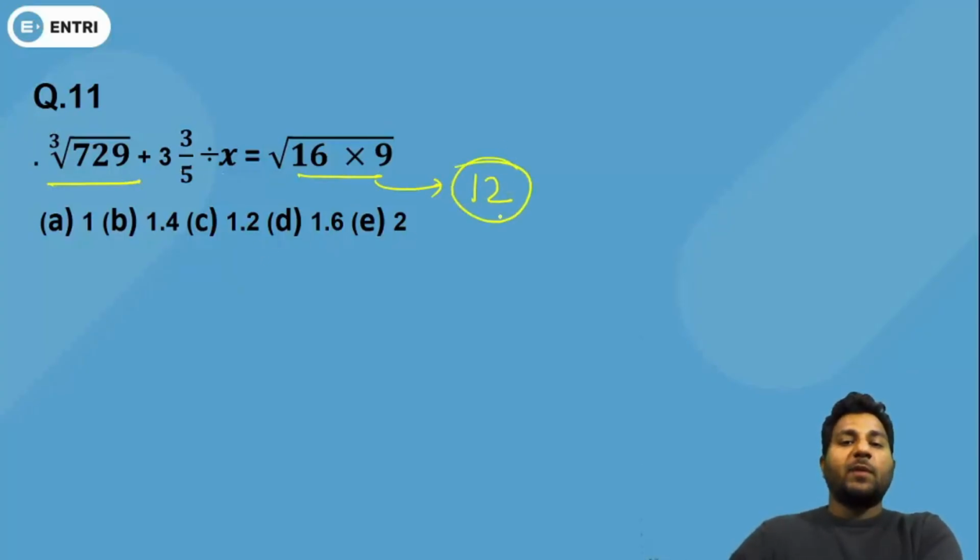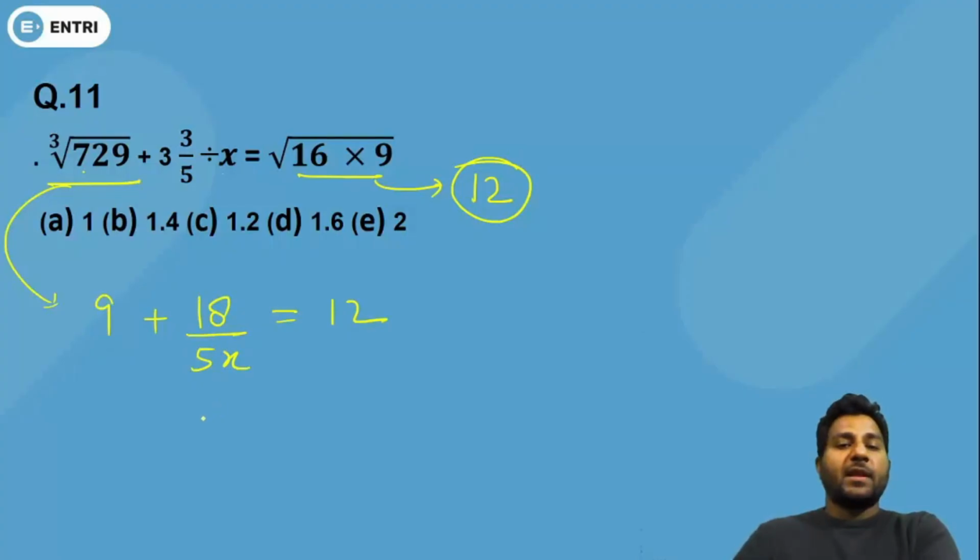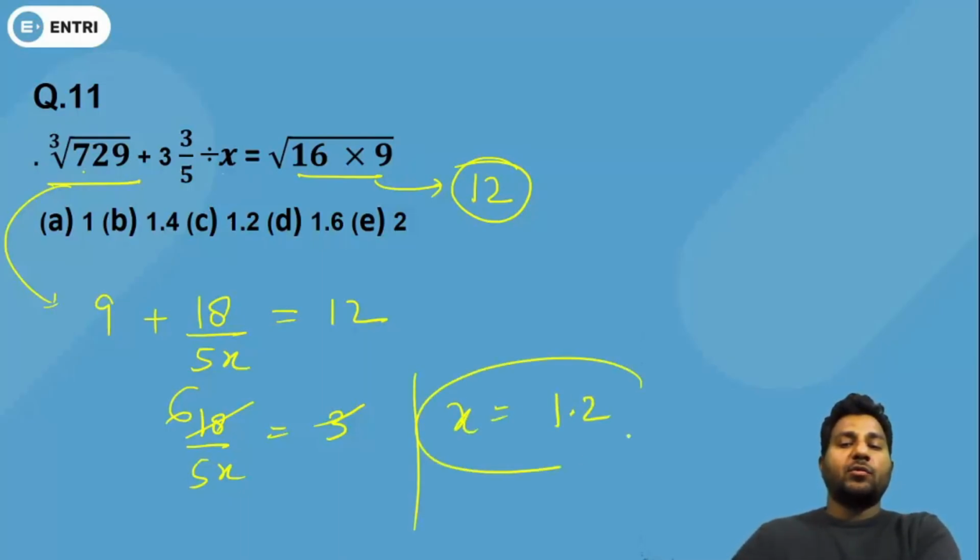Okay, so 12 will come out, and from here 9 will come out, and here you will know 5 3s are 15, 15 plus 3 is 18. 18 divided by 5x equals 12. So 18 divided by 5x is equal to 3. That means the value of x will come as 1.2. Option C will be the correct one.